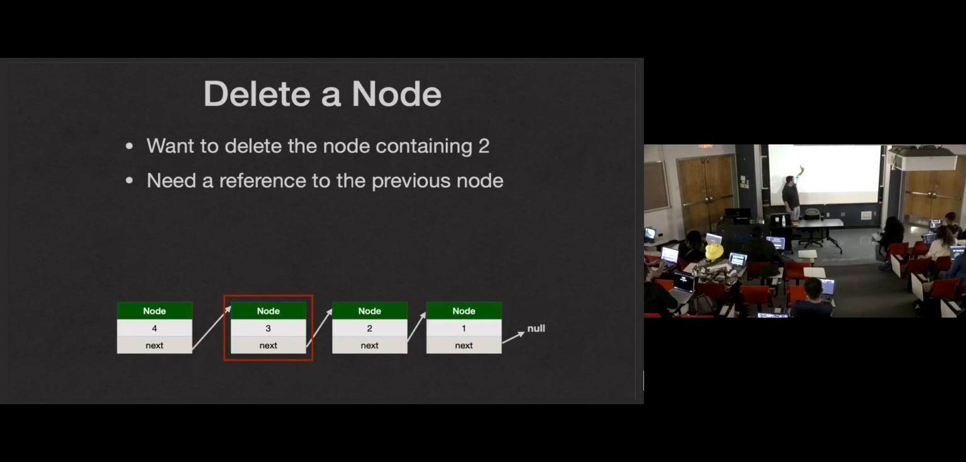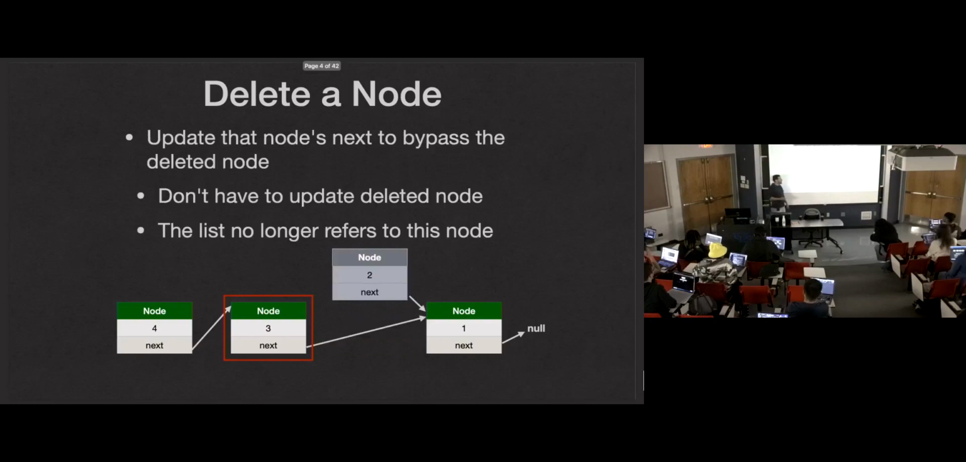Say I have this linked list, and I want to delete the node containing the value 2. What I need is a reference to the node that comes before that node. So if I want to delete the node containing 2, I need a reference to this node that comes before it, this node with 3 in this example. And to delete that node 2, I'm going to update this next to be next.next and set it equal to whatever that next value is. I'm just going to cut that node out of the list.